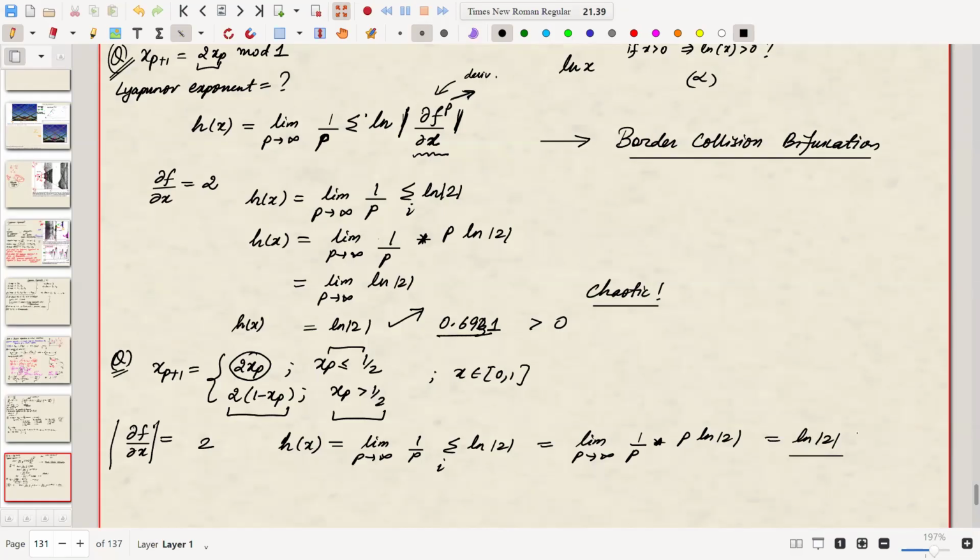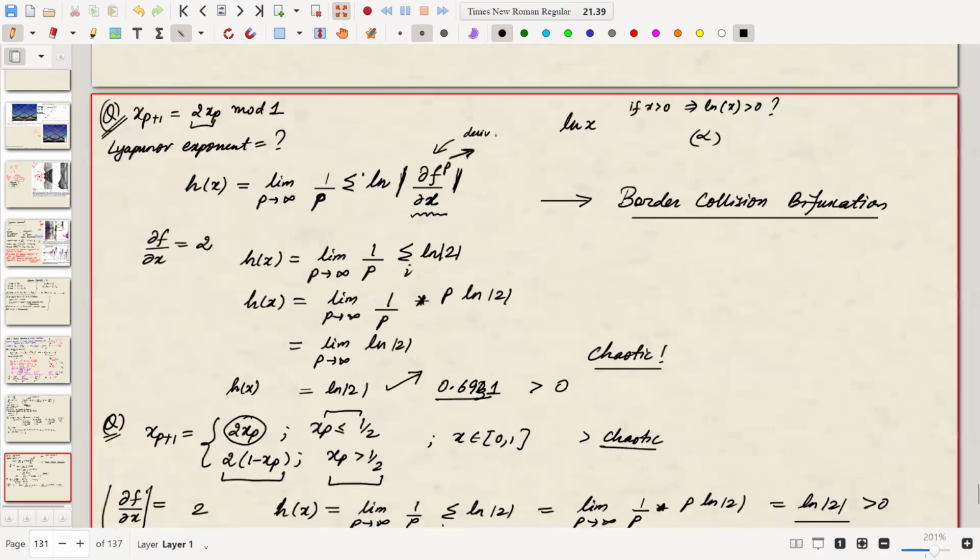So this is also greater than 0. So this map also shows chaotic behavior.